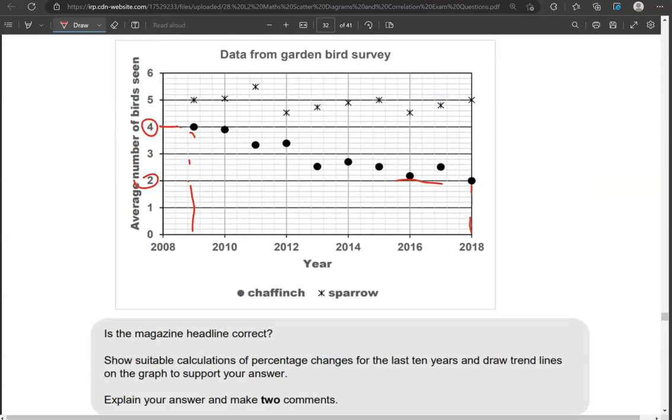Now drawing a line of best fit, you can also see a decline here. For sparrows, 2009 we've got 5, 2018 we've got 5 as well. So that shows no decline, but the trend line does show some decline.